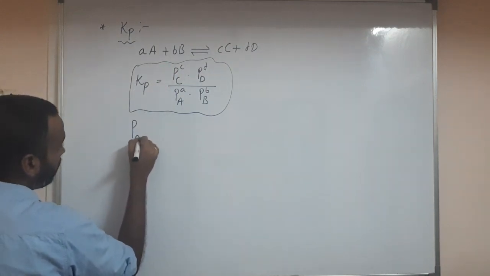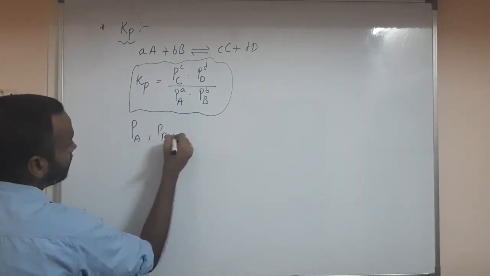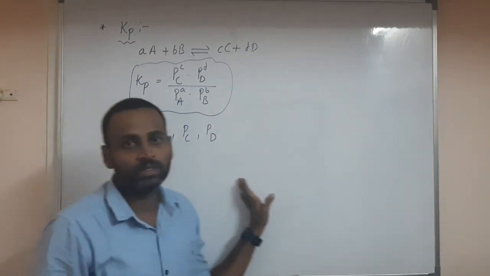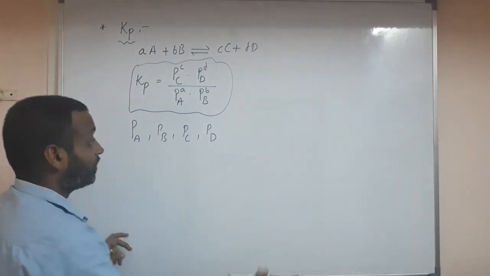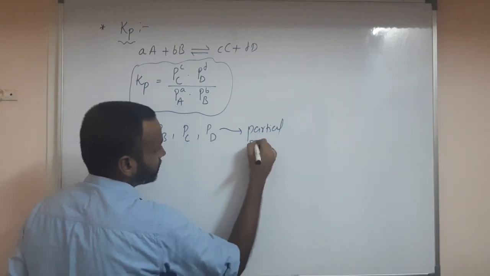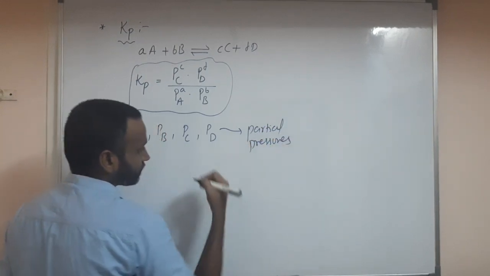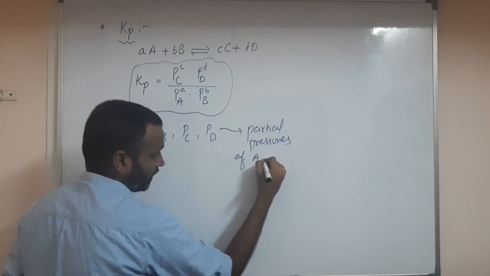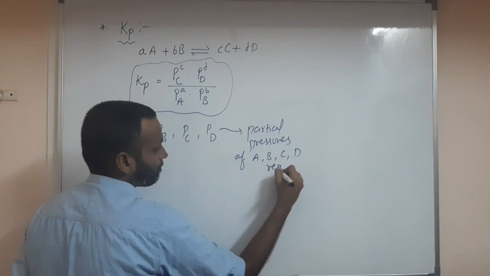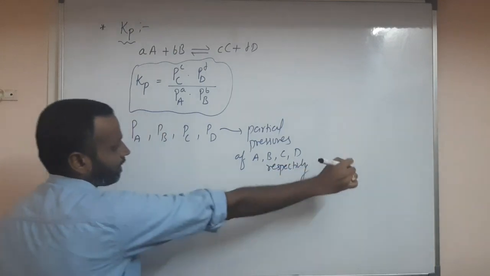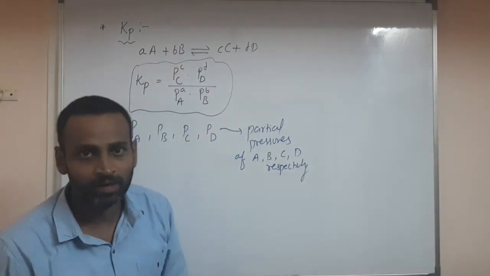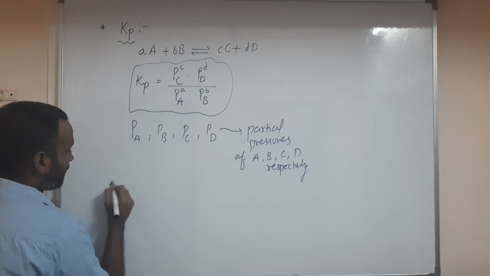Partial pressure of A, partial pressure of B, partial pressure of C, partial pressure of D. Sometimes they won't give them; even we can calculate what these are. Partial pressures of A, B, C, D respectively. Capital A, B are reactants, capital C, D are products. I won't waste time, so directly I will go for it.